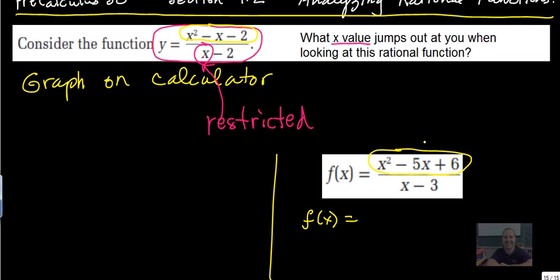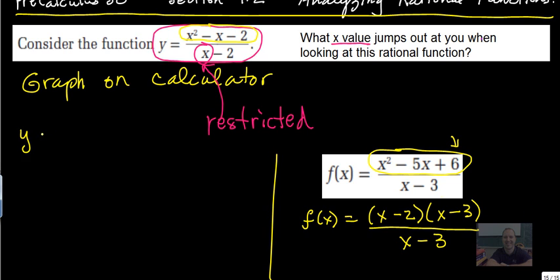okay, x squared minus 5x plus 6, we're looking for two numbers that multiply to 6 and add to negative 5. And that's going to be x minus 2 times x minus 3 all over x minus 3. And for this original example up here too, we can factor this trinomial into x minus 2 times x plus 1 all over x minus 2.